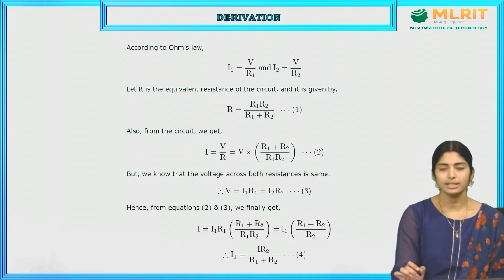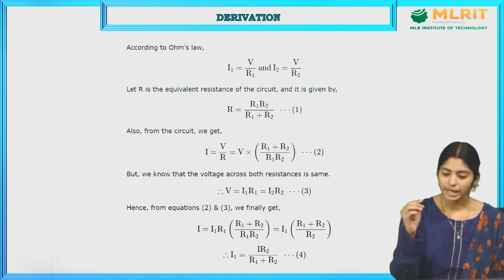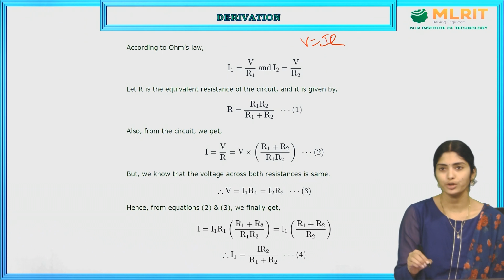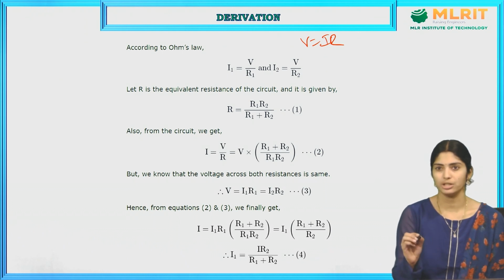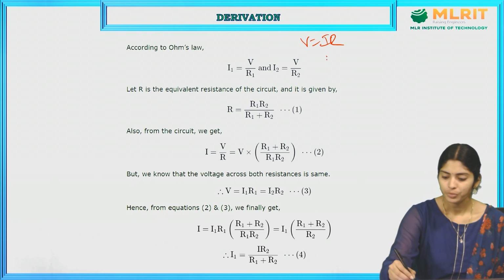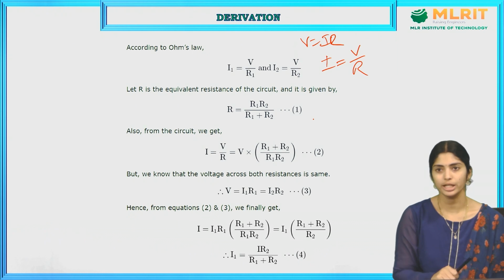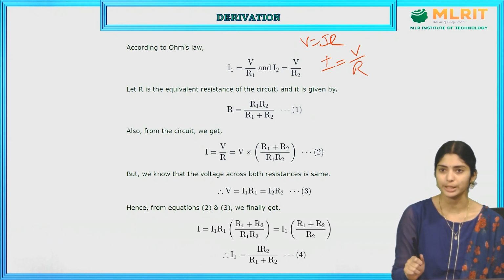Now let us see the derivation here. There we had taken V is equal to IR from Ohm's law because we were going to find the voltage in the voltage division rule. But here we are going to find the current value. So that's why here I am writing I is equal to V by R. With respect to voltage we had written it there; here we are writing with respect to current.